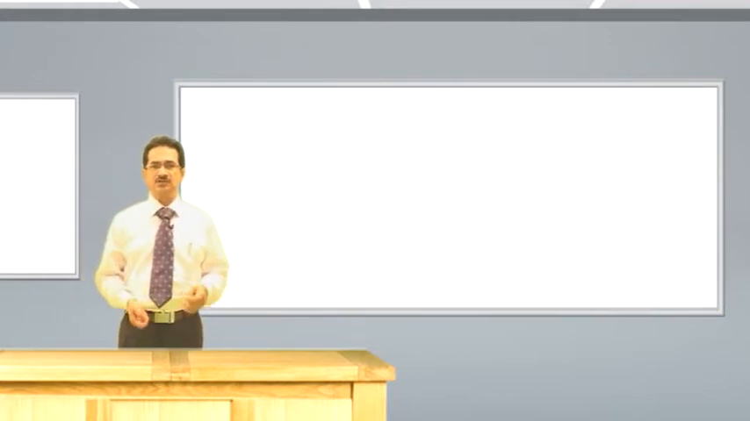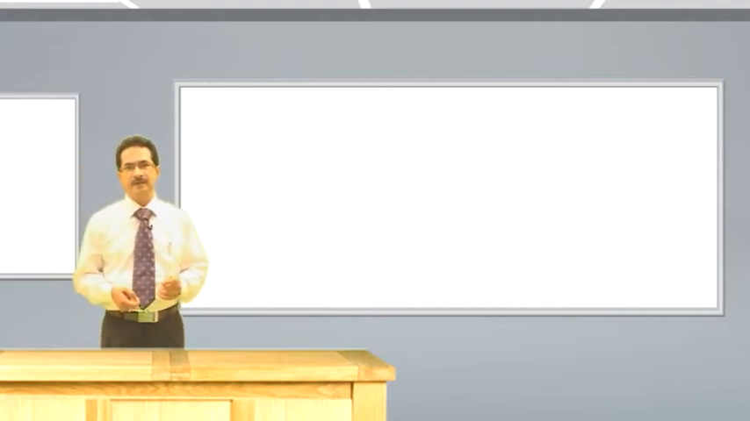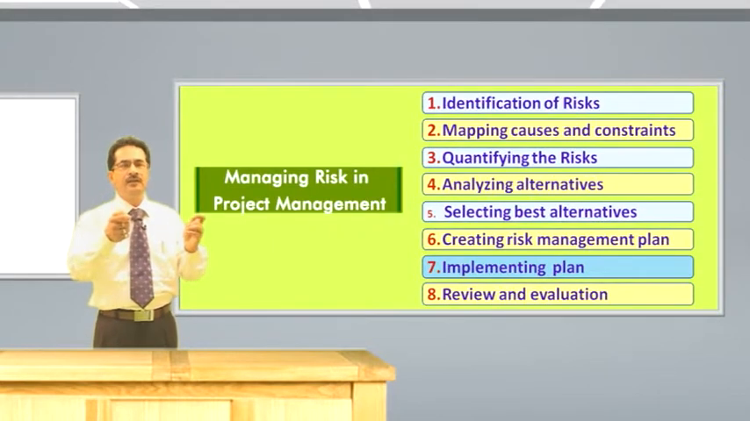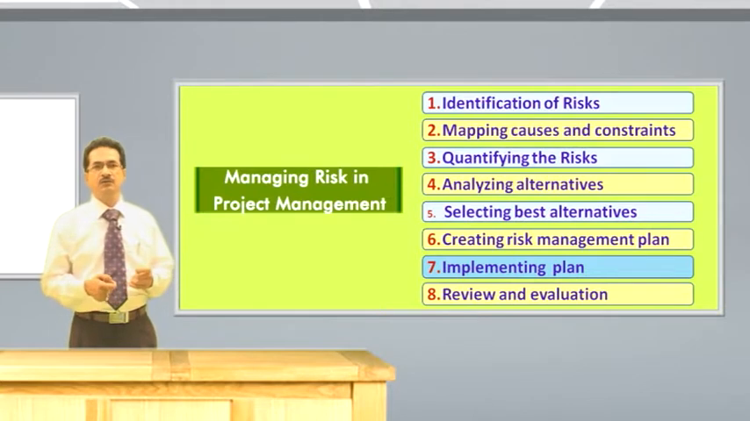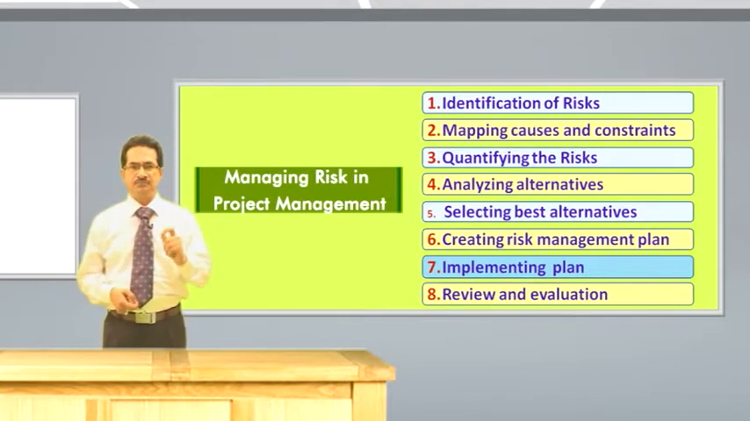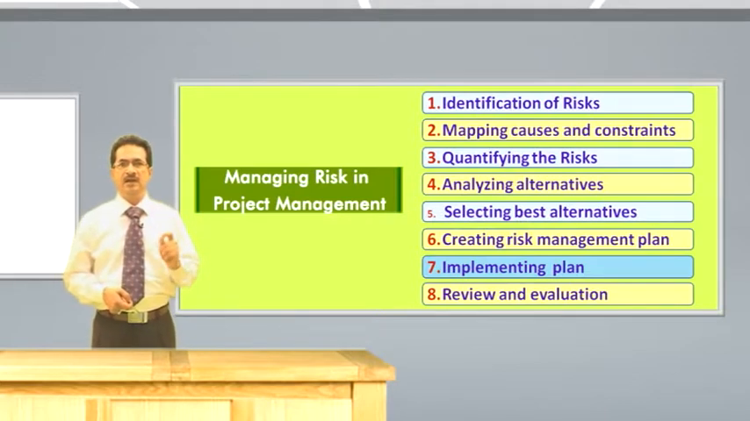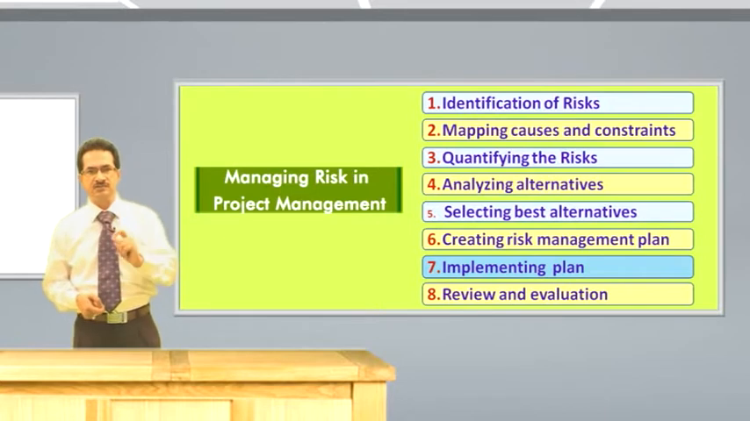Now we are coming to the second section of the session, and that is managing risks. There are several approaches to risk management. Here we will discuss only one, which includes 8 steps. First one, identification of risks. Second, mapping causes and constraints.